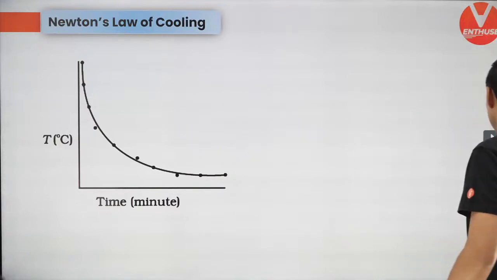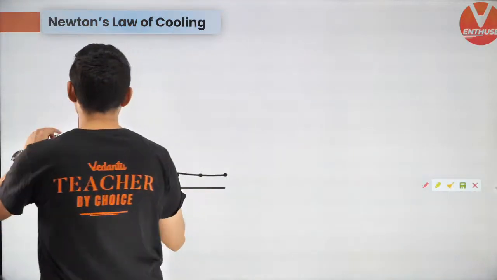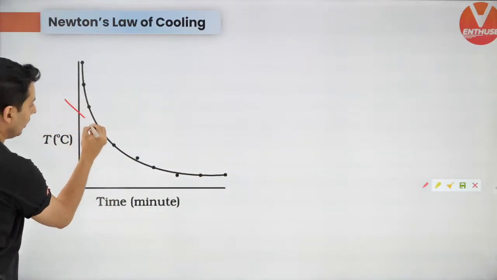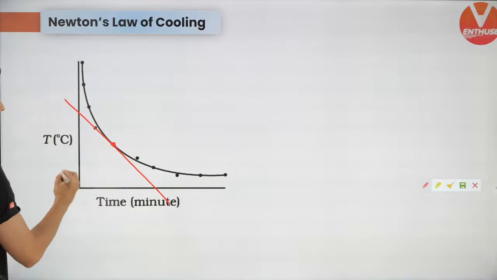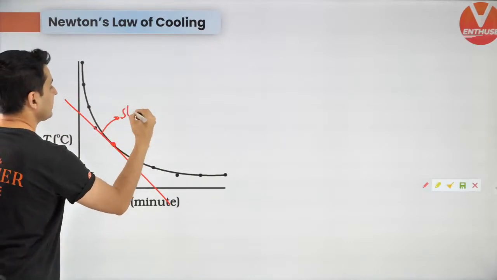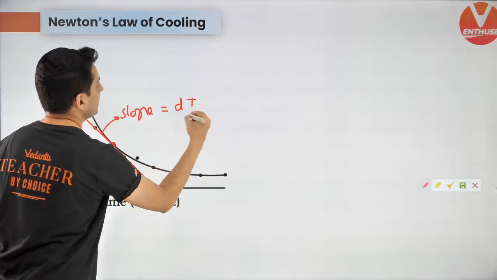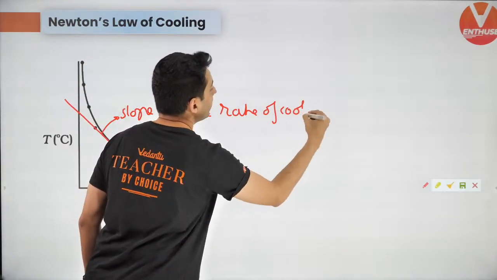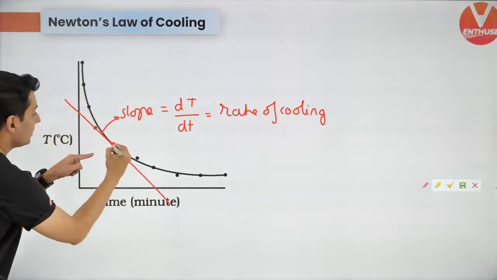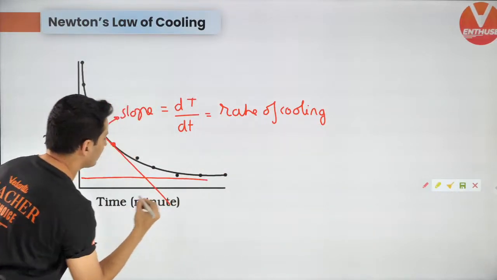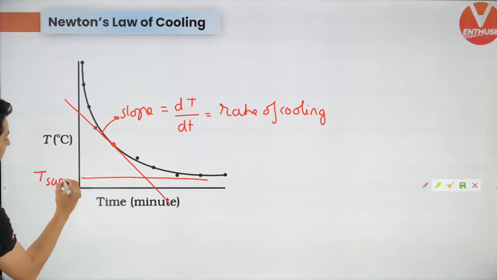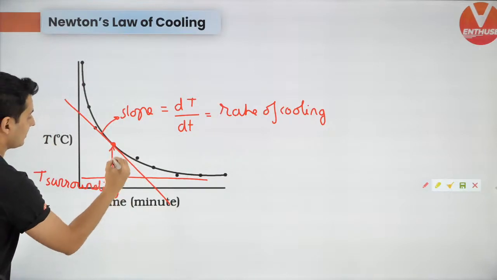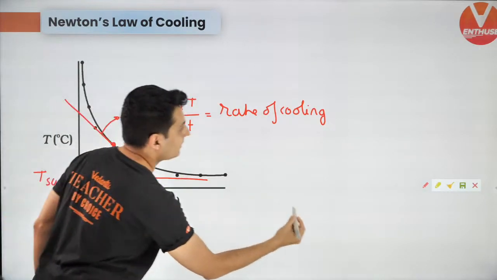Newton's law of cooling. Very important. If a body which is hot is left to cool in surroundings, then if you draw a tangent, this tangent slope gives you the rate of change of temperature with time. This is called the rate of cooling. And this point minus this point, which is the surrounding temperature, this difference that is there.